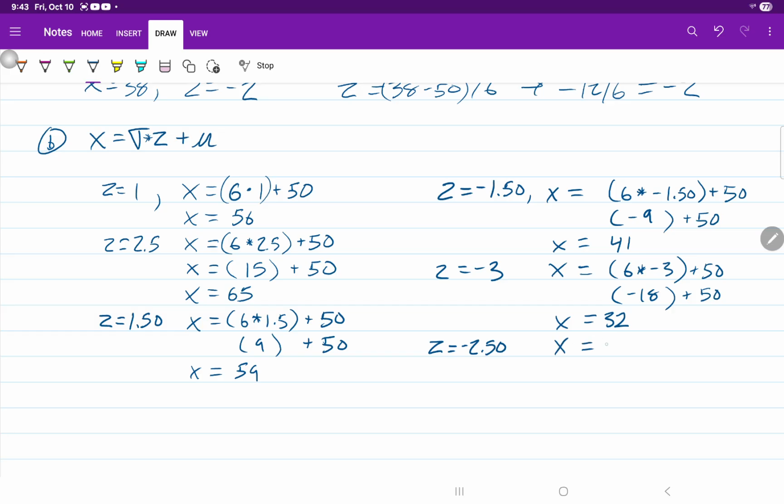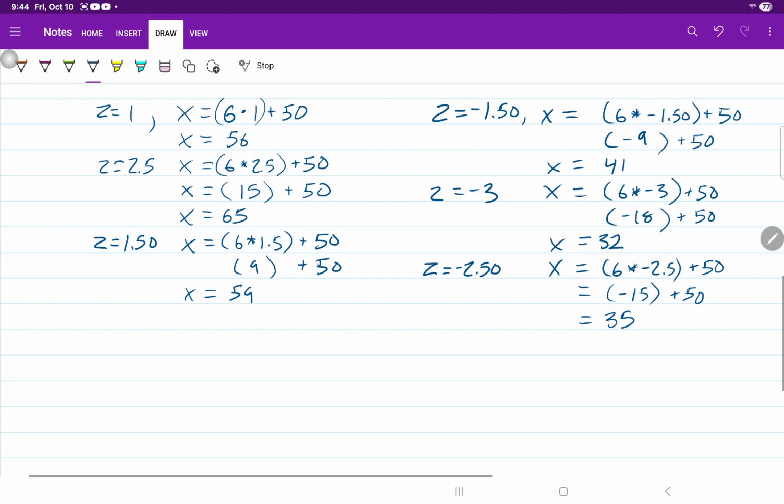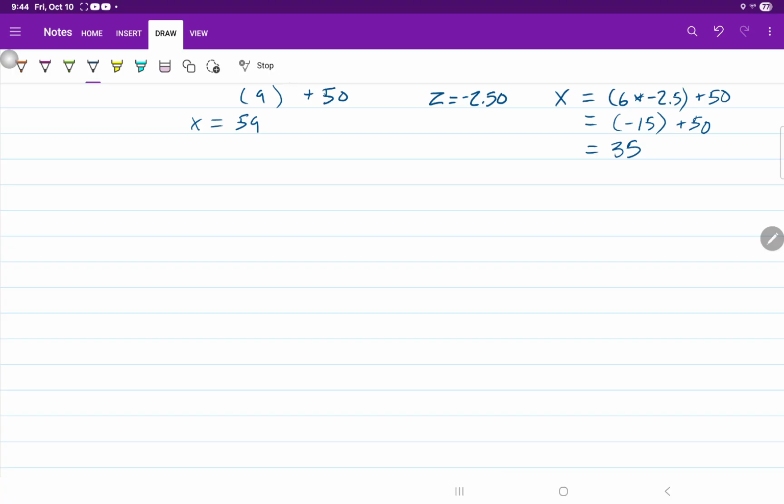X equals 6 times negative 2.5 plus 50. So x equals, oh, we don't need that there. That equals negative 15 this time, plus 50. And that's going to give us x equals 35, because 50 minus negative 15 plus 50 is the same as 50 minus 15, which gives us 35. Okay, now we can go on to 11. And let's see what that one is all about.